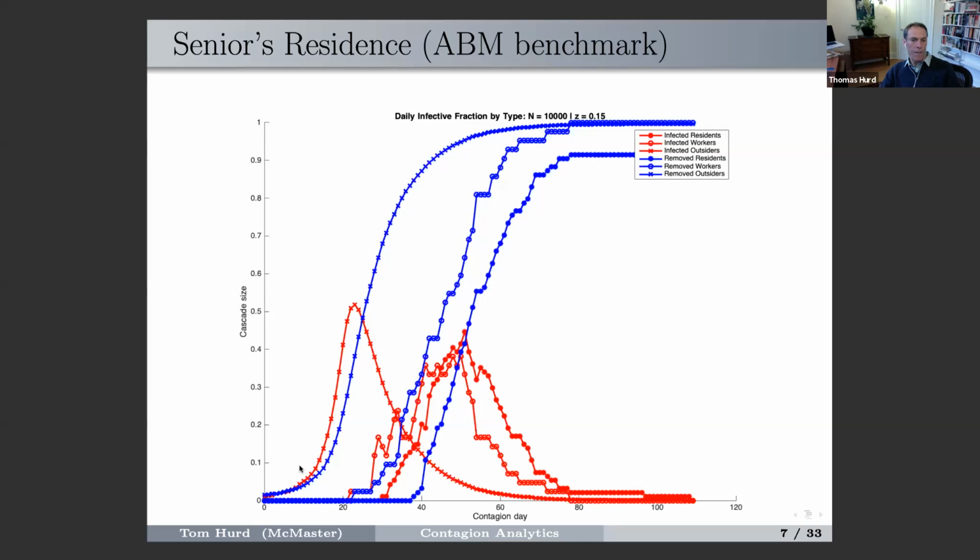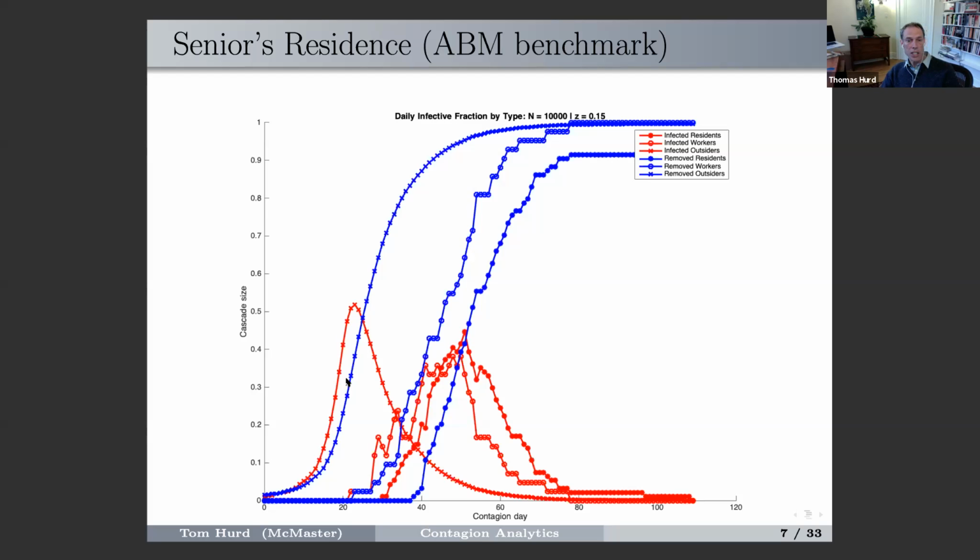Yeah. So the first peak is the contagion raging in the village, in the town. And due to the efforts of the management to keep the disease out, they managed to postpone the disease for about 20 days. But eventually the floodgates are open and the workers bring the disease in, and eventually basically all of the residents, the seniors, end up getting the disease.